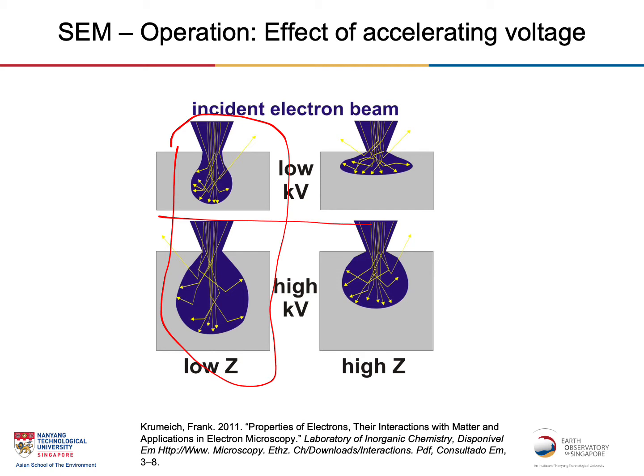If you look row-wise, there's also an effect of the accelerating voltage and the interaction volume due to the density of your sample. The lower density will have the electrons penetrate much deeper compared to the heavier element. So the interaction volume will be much smaller, or shallower, in the heavier element.